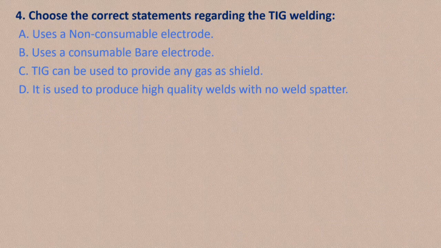Choose the correct statements regarding the TIG welding. A. Uses a non-consumable electrode. B. Uses a consumable bare electrode. C. TIG can be used to provide any gas as shield. D. It is used to produce high-quality welds with no weld spatter. A and D are the correct option.